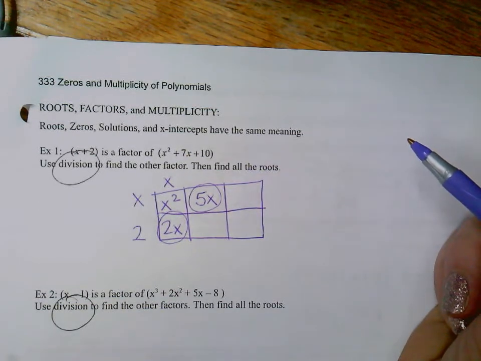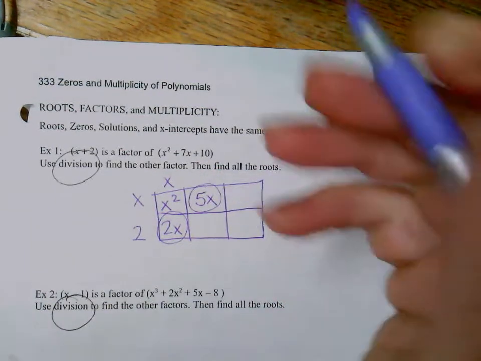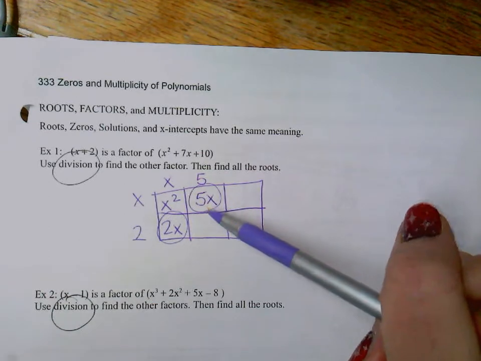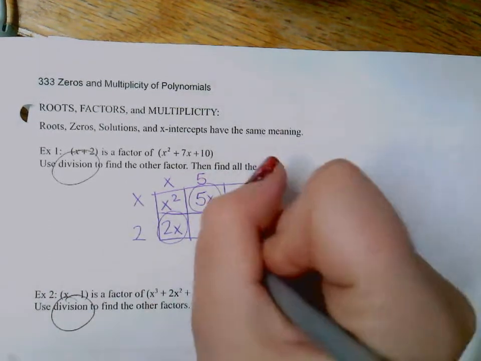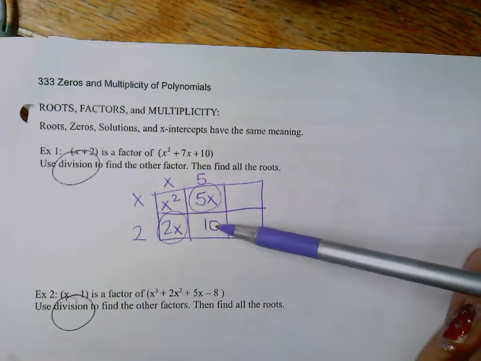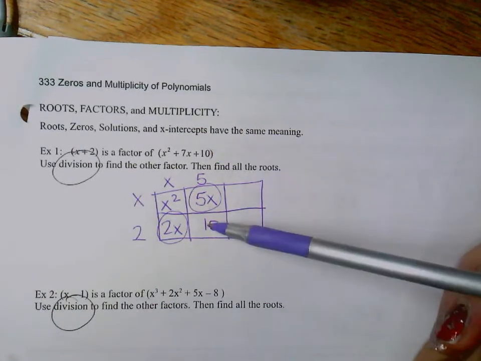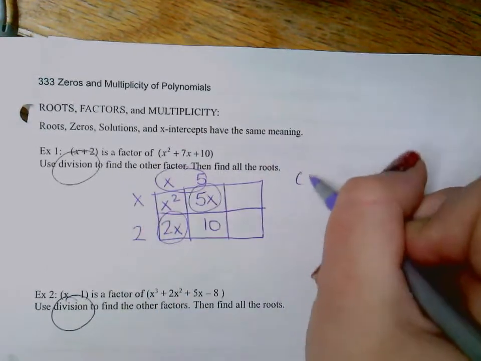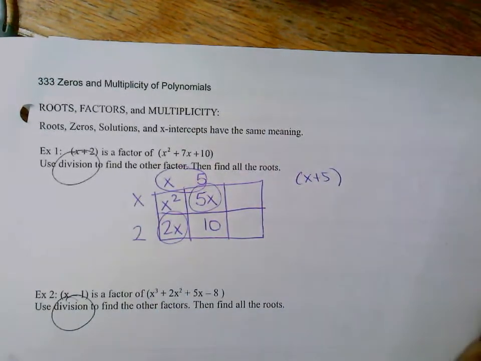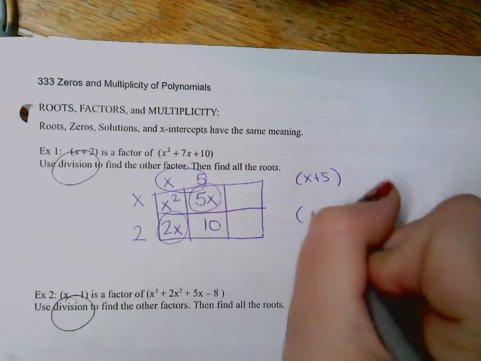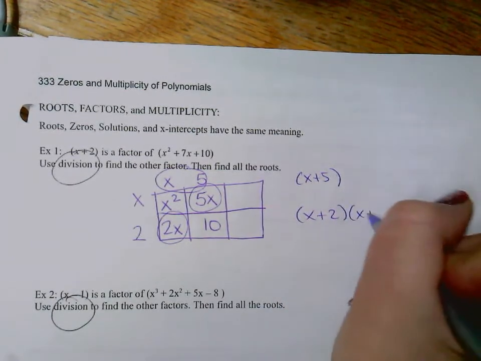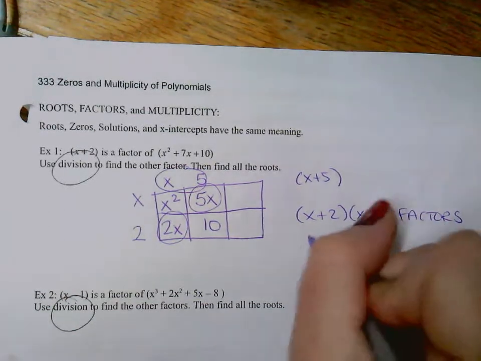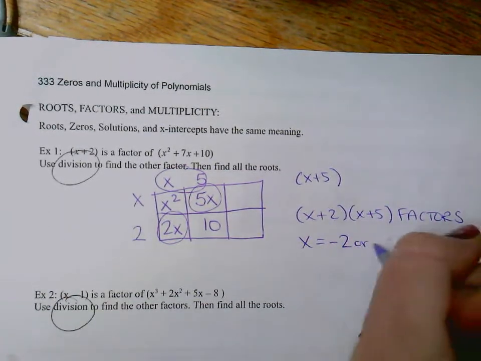So now I'm going to complete my quotient with a 5 because I know that 5 times x is 5x. I can finish up, 5 times 2 is 10. So I know that I have no remainder because 10 is exactly what my dividend says it should be. So my quotient is x plus 5. Then it says find all real roots. Well, if x plus 2 times x plus 5 are the factors, then I can solve for the roots. x has to be -2 or -5.